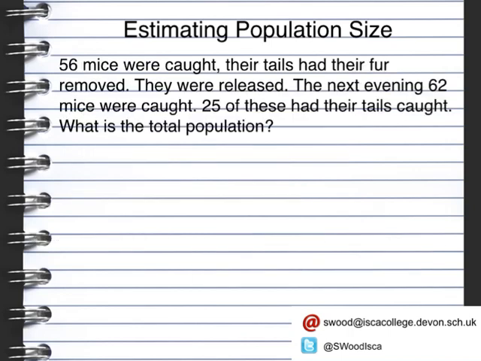Okay, so I'd like to pause the video in a moment and see if we can work out this problem. 56 mice were caught, had their fur removed from their tails and then were released. Next evening, 62 mice were caught. Of these 62, 25 had their tails shaven. Okay, so pause the video and see if we can work it out. When you unpause, we can have a go and work through what the answer is.